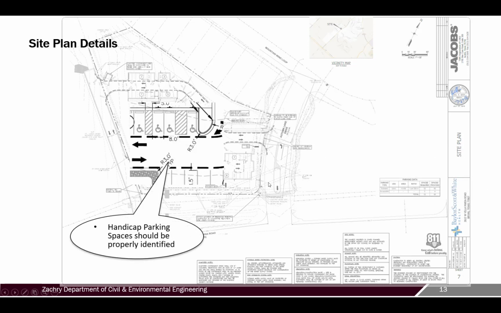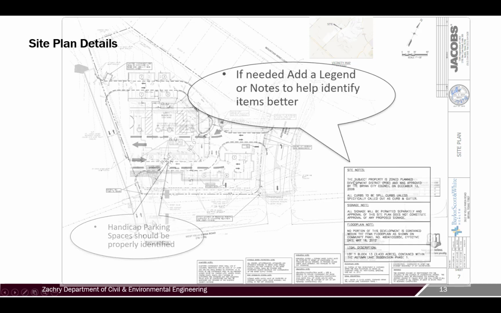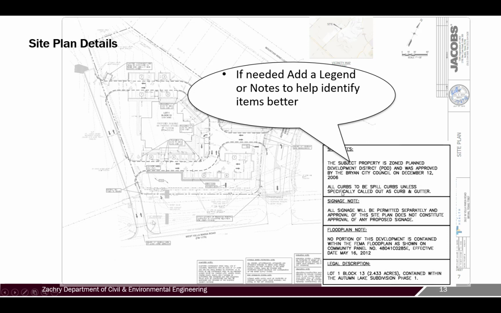You need to show all the handicapped parking spaces. That is a state and a federal rule that you have to follow. Normally it's a certain minimum amount of handicapped parking spaces you have to have for whatever your parking area is. You need to have legends and notes to tell you what's going on. So if you look in here, they're saying, hey, this is not in the floodplain. Well, they are explaining part of their design by writing it out. And so you'll see stuff like that.